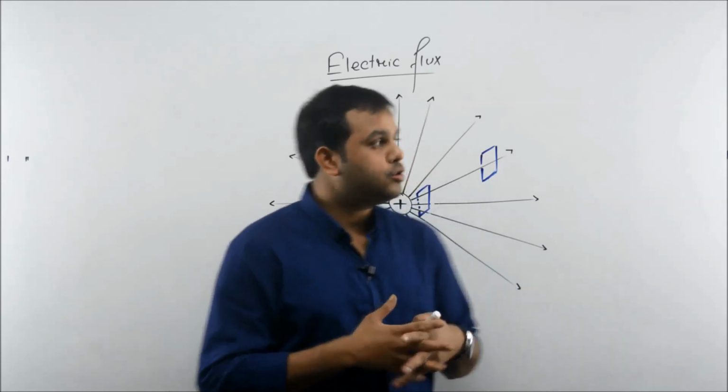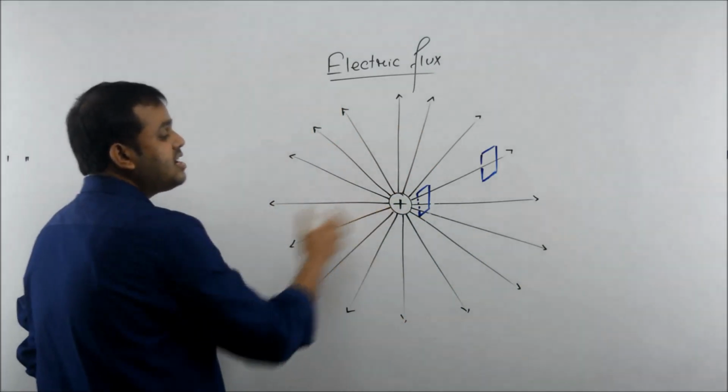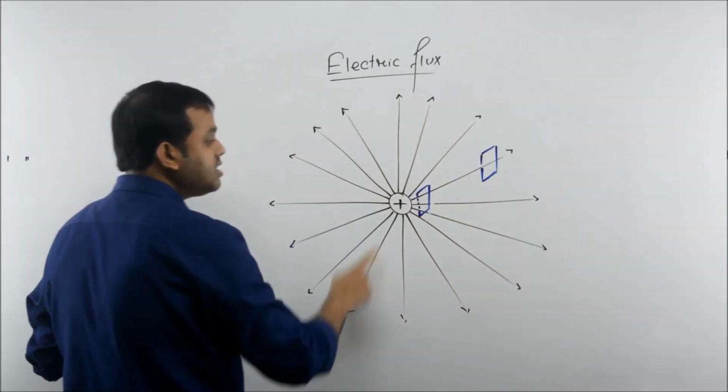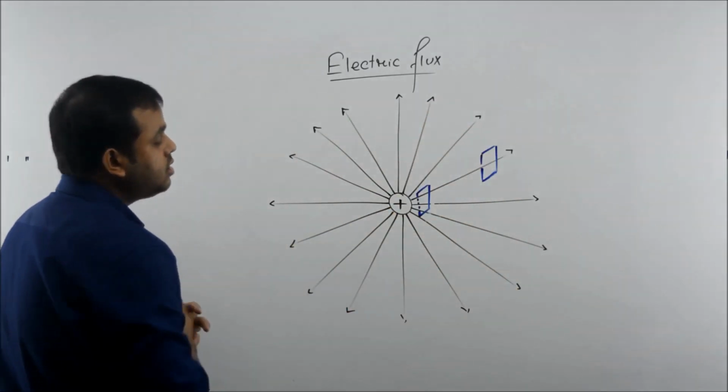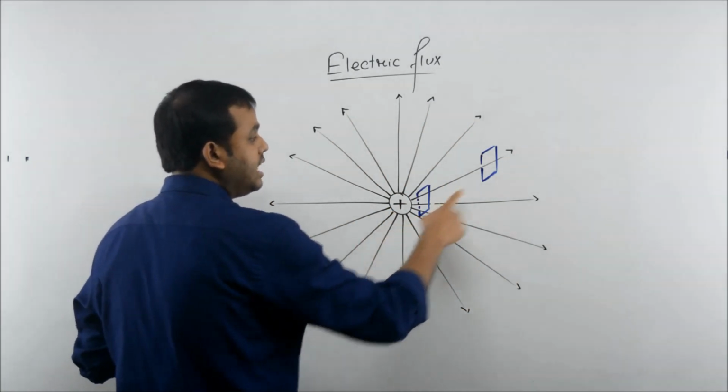Clear, students? So to give you a better idea, I have taken an isolated positive charge, and these are the electric field lines of this isolated positive charge. Now I have taken two areas. One is this one, another is this one.